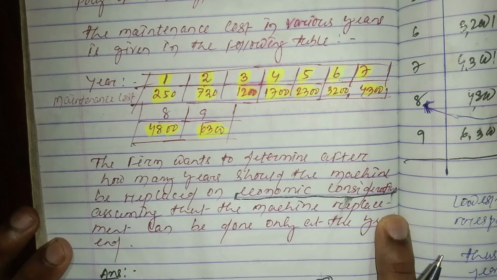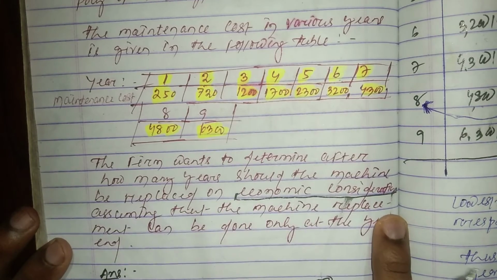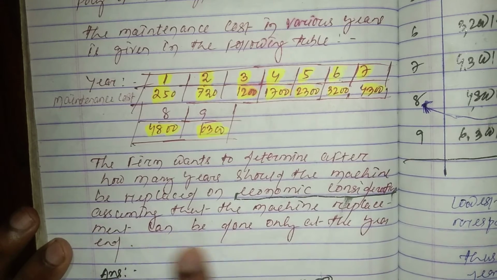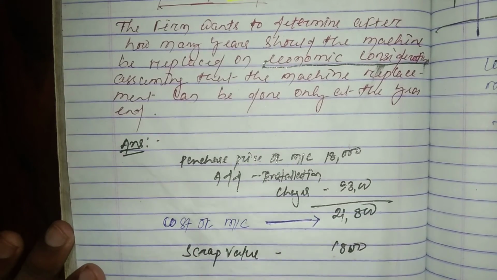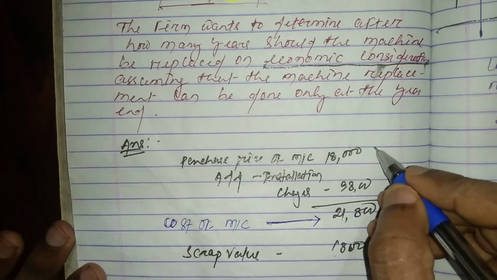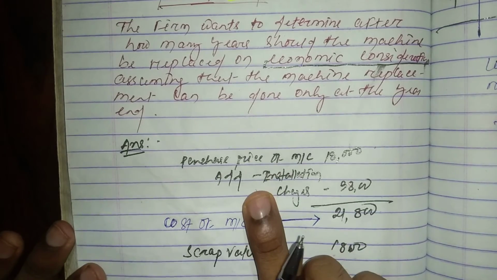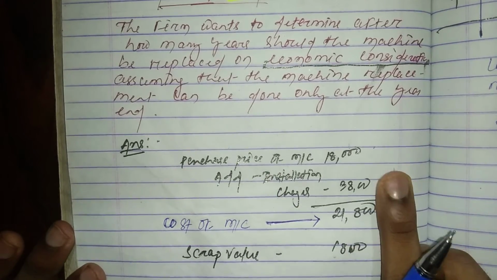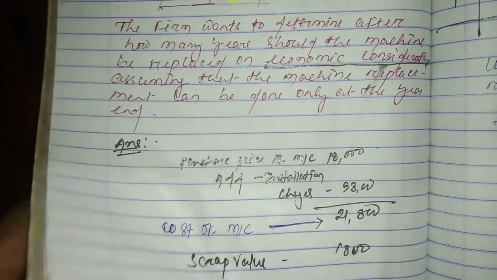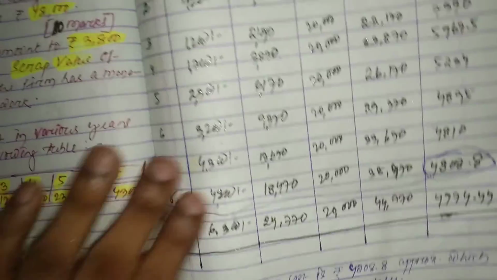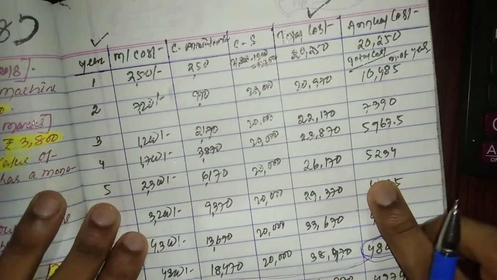Economic consideration means that cost should be as minimum as possible, assuming that the machine replacement can be done only at the year end. So according to this question, we first need to find out the purchase price of the machine, that is 18,000, and to this we add installation charges, that is 3,800. It will be 21,800, and scrap value given 1,800, right? Then now we have to find out through this table.